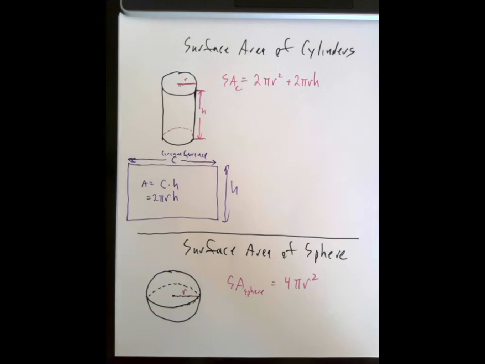I'm going to provide a list of these surface area formulas for you, just like I did for the volume formulas, okay? All right, so that's how that goes. And I'm going to stop this video right now, and the next video will actually work through some examples of the different kinds of shapes.